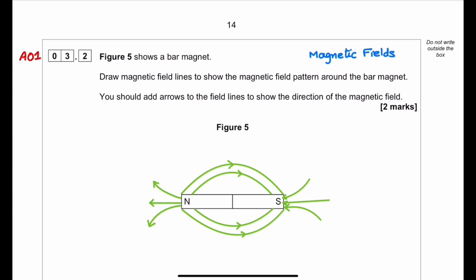So we know that the bar magnet has two poles. One is called the north pole and the other is the south pole. The magnetic field lines always start from the north pole and they end at the south pole. Students need to use arrows to show the direction in which the fields start and the direction in which the fields end. So the magnetic field lines start from the North Pole and end at the South Pole.